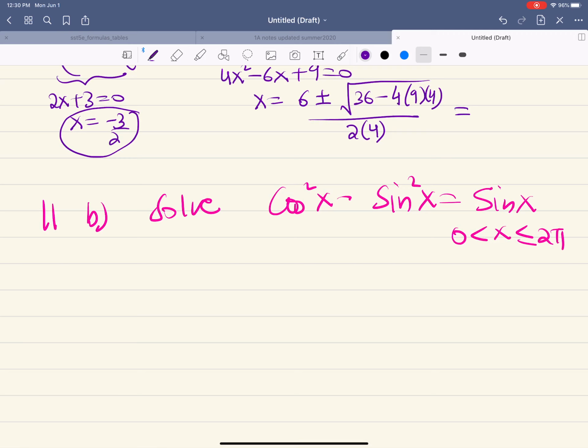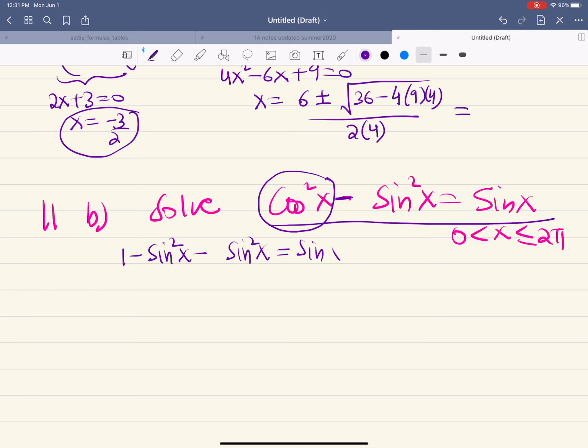Next problem is a trig equation, and it's asking me to solve this equation. x lies between 0 and 2 pi. Okay, so I've got cos squared x minus sine squared x equal to sine x. Let's see, what can we do over here? I'm going to try to change this into sine, because then I will have the whole equation: 1 minus sine squared x minus sine squared x is equal to sine x.